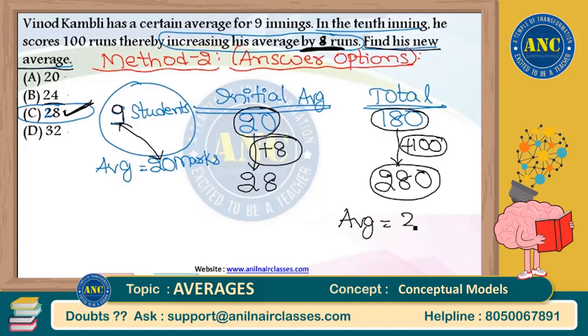Average is nothing but total, 280, divided by number of matches, 10. 280 by 10 is 28. 20 and 28, it is increasing by 8. And that is what is given in the question. Because my statement is becoming true, my assumption is also true.